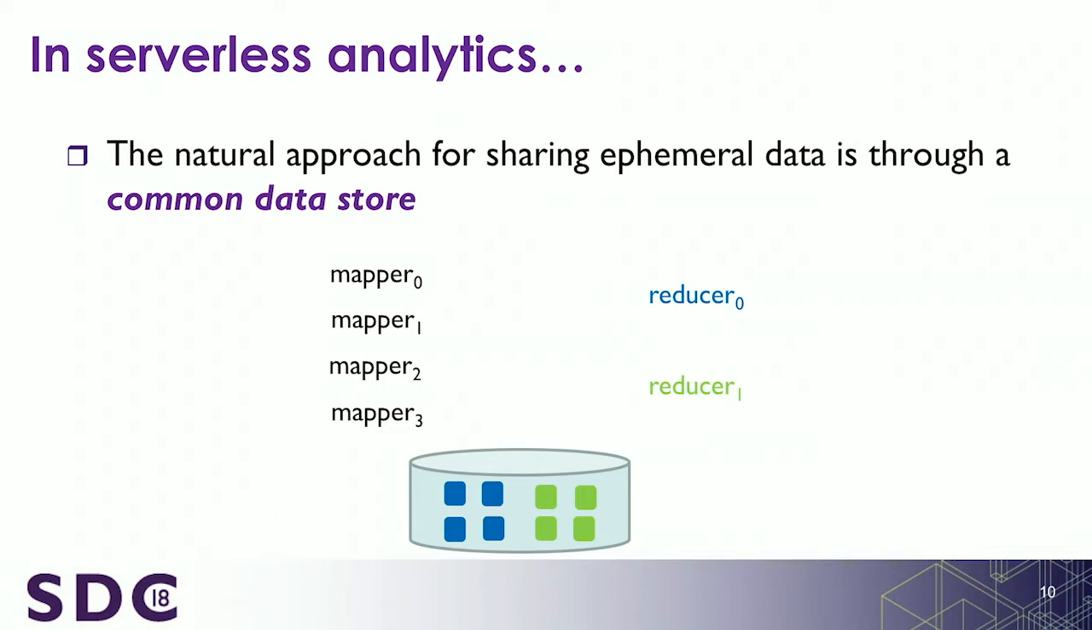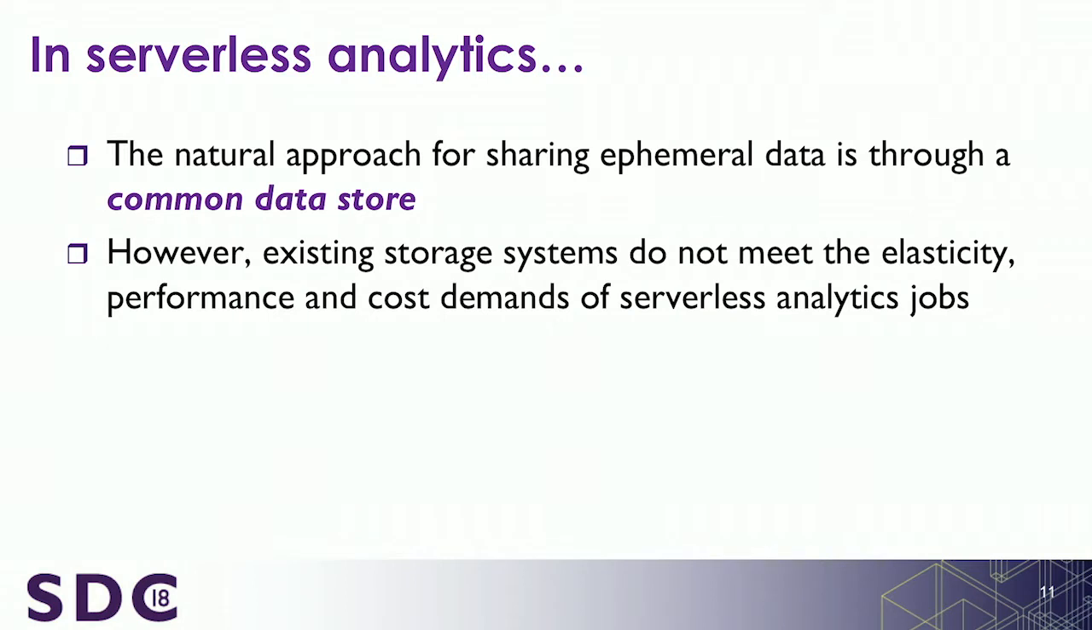What this means is that the natural approach for sharing intermediate data in a serverless context is by using a common remote data store. So we could have mappers write their intermediate data to a distributed storage system, and then even as mappers exit, reducers are still able to fetch this data. So we need a distributed data store. But when we think of existing storage systems like object stores, key value stores, and databases, they're typically not designed to meet the elasticity, performance, and cost requirements for these kind of serverless analytics applications.